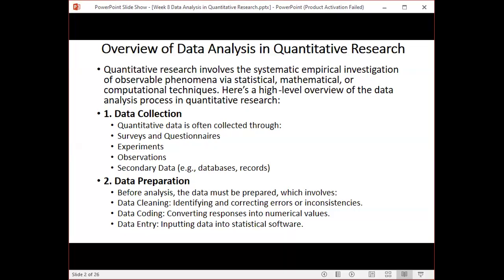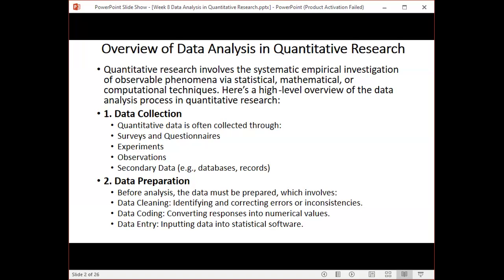When we talk about quantitative research, it involves a systematic empirical investigation of some observable phenomenon through statistical, mathematical, or computational techniques. So you have data, and you're going to use statistical, mathematical, or computational ways to analyze it. You are investigating something through empirical evidence.